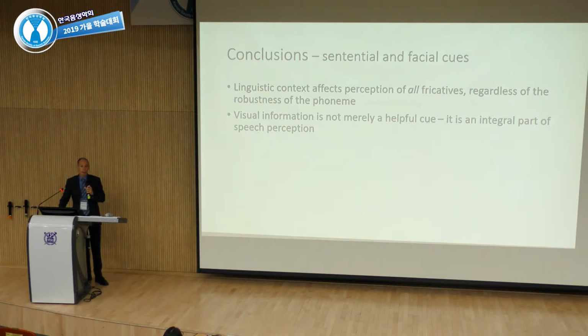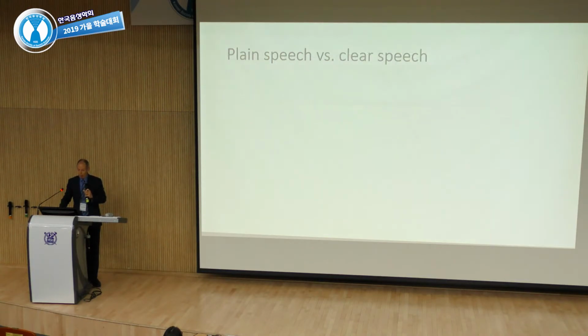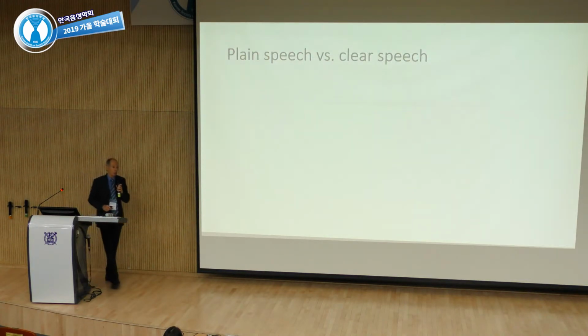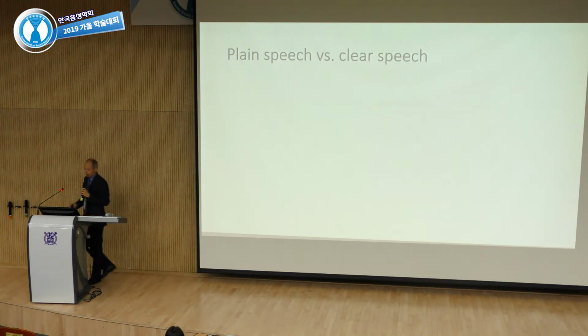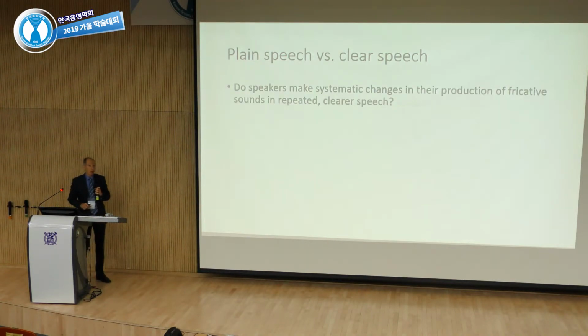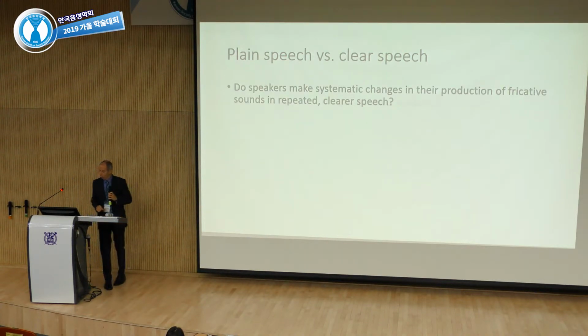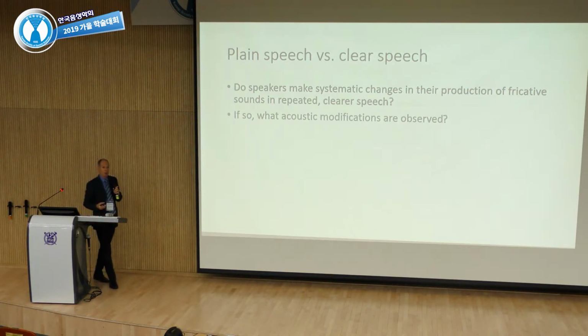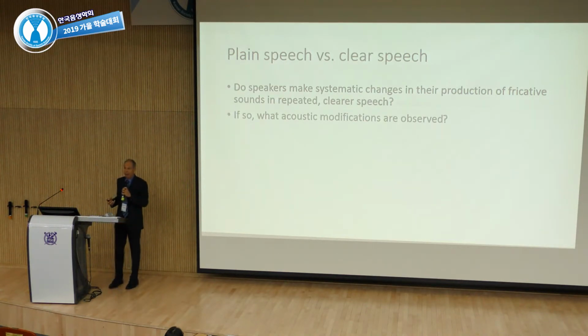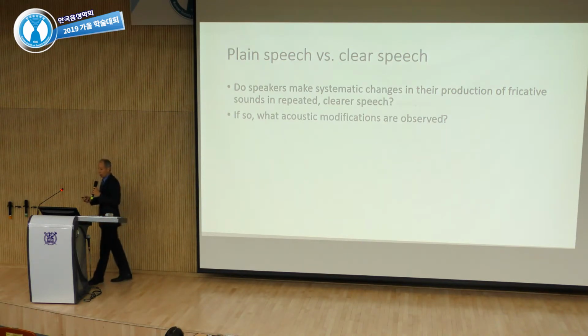Another way to dig more into the relation between perception and production of fricatives in this particular case is to make comparisons between plain speech, or conversational speech as it's often called, and clear speech. So what we want to know here, of course, is whether speakers make systematic changes in their production of clearly produced fricatives. And if they do, what kind of acoustic modifications do they make? What is it that they do that makes these fricatives more clear?